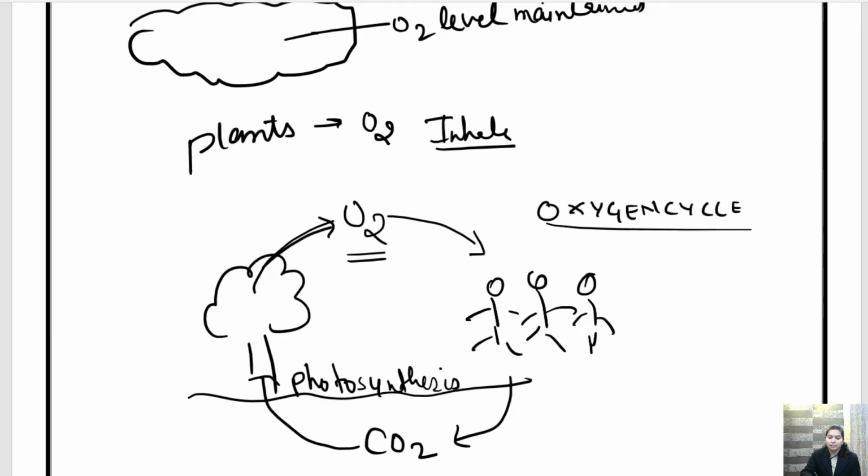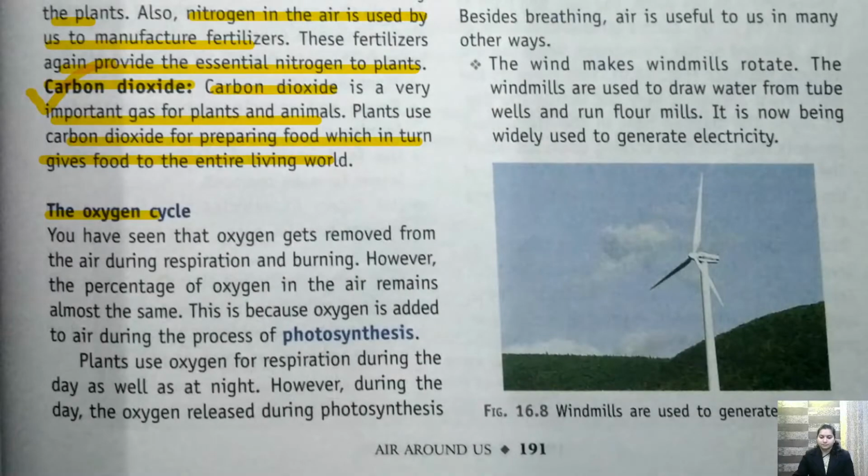Because what is happening, the plant is giving oxygen, humans are taking it, humans are giving carbon dioxide, the plant is using it for the process of photosynthesis, and during the process of photosynthesis oxygen is released. So this complete thing is a type of cycle, so it is called the oxygen cycle. Children, I think it is clear to you. Let's see what is written in the book.